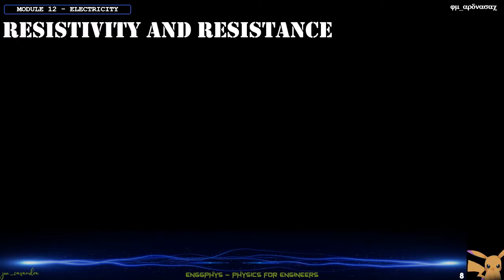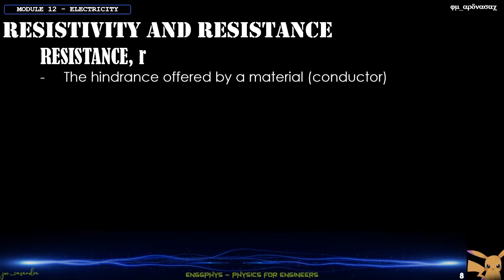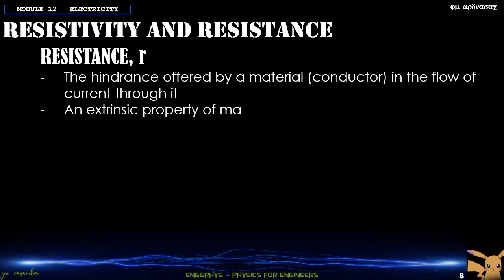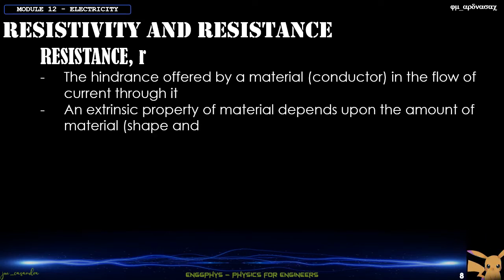So still under resistivity and resistance, we have your resistance or R. So for resistance, this is now the hindrance offered by a material or a conductor in the flow of current through it. Okay? So this is now an extrinsic property of the material, which is now dependent on the amount of material, meaning the shape and the size of your material. So for resistance, this can now be computed as your rho times L divided by A.